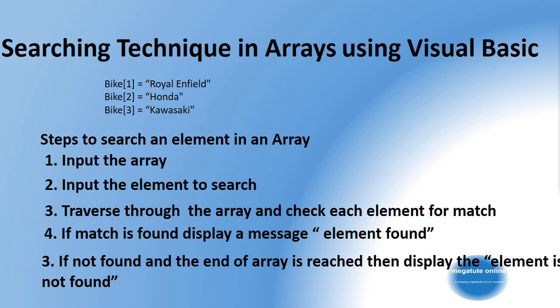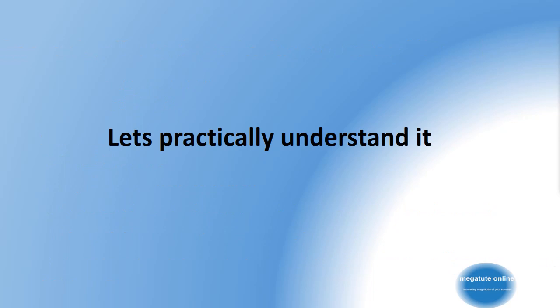So these are the steps which we follow in the linear searching technique. This technique is called linear search because here, in a line, we are checking the element to be searched with every element of the corresponding array, right? So now let's do this practically and see how it works. Let me take you to the Visual Basic compiler and do the things there.